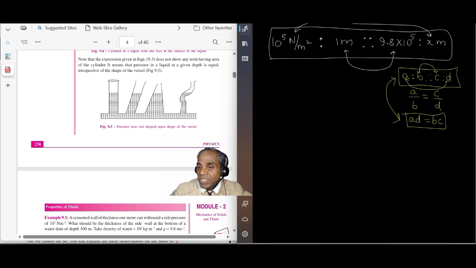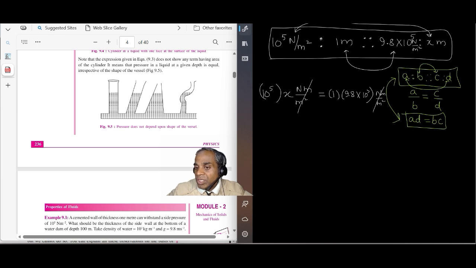So we can say 10 raised to 5, I will not write the unit here initially, into x Newton per meter square into meter is equal to 1 into 9.8 into 10 raised to 5. Again, this is also Newton per meter square. I forgot to mention here. So Newton per meter square into this meter will come here. So basically the units will get cancelled out.